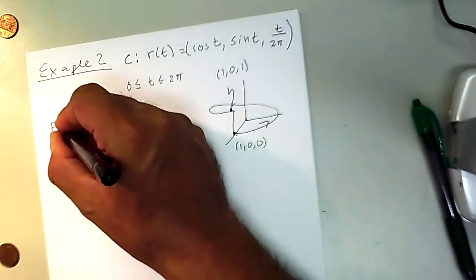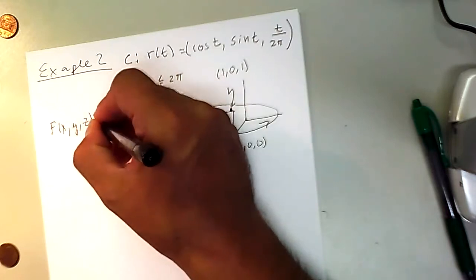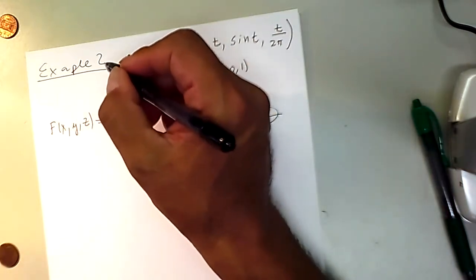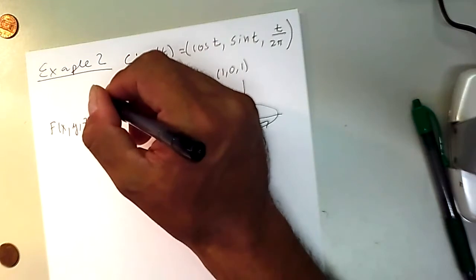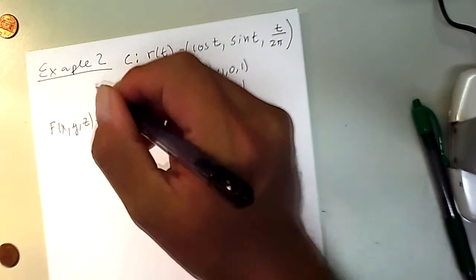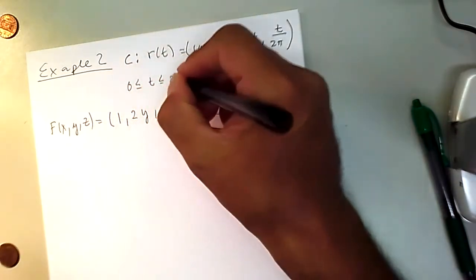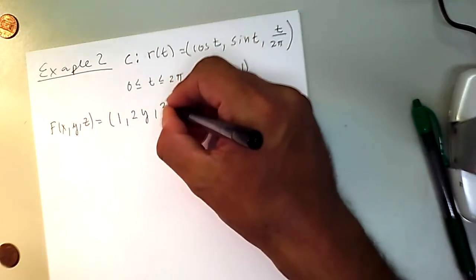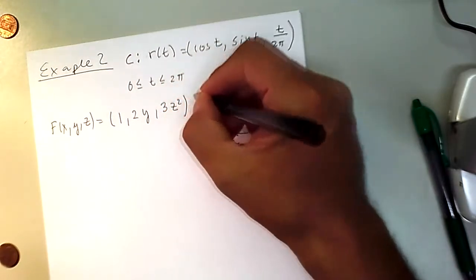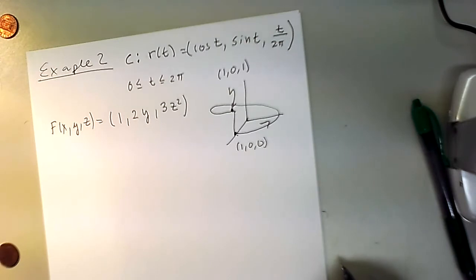And the vector field will have 3 components, or 3 inputs, and it's a vector field, so it should also have 3 components in the output: 1, 2y, and 3z squared. Okay, so that is the field. So we're going to do this in 2 ways, with the definition.